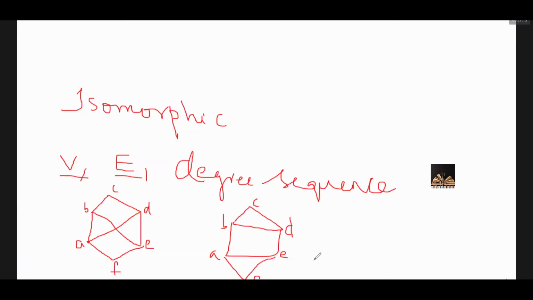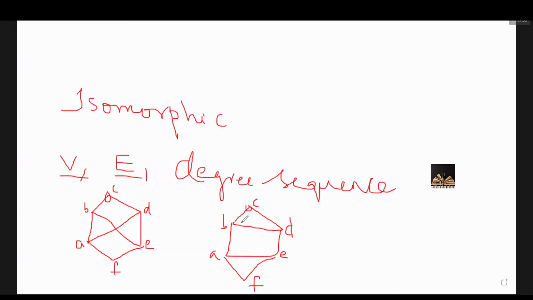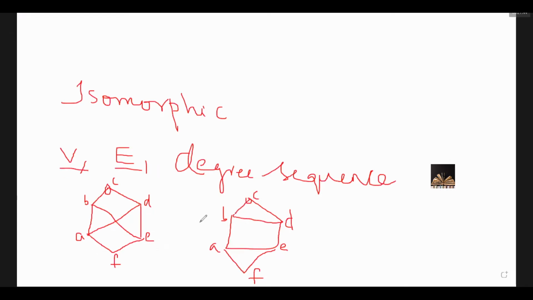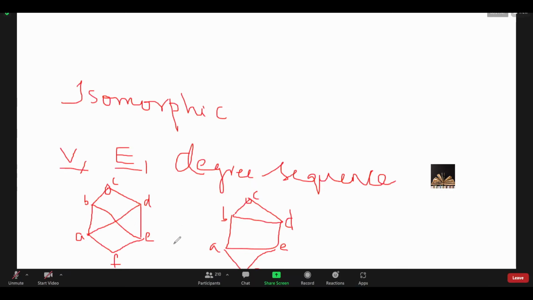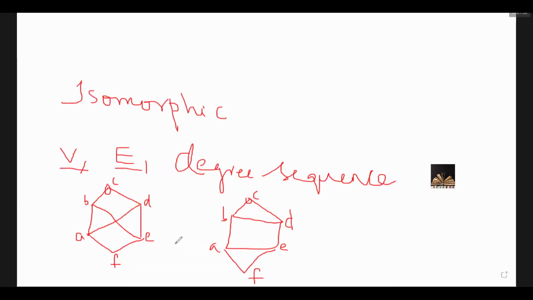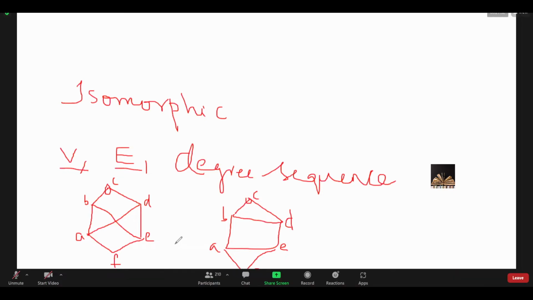You have to count the degree sequence of the graph. Now count the degree sequence. What is the degree for node C? 1, 2. Okay. Here also, what is the degree of node C? 1, 2. Okay. Next, degree of node B. 1, 2, 3. Here also you can see 1, 2, 3. So all the nodes should have the same degree sequence in both the graphs. Then the graph is said to be isomorphic. Okay.